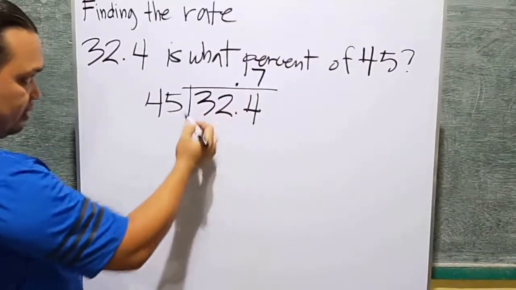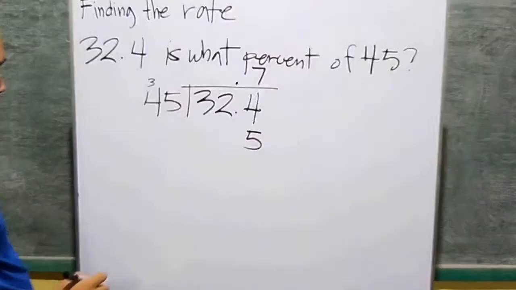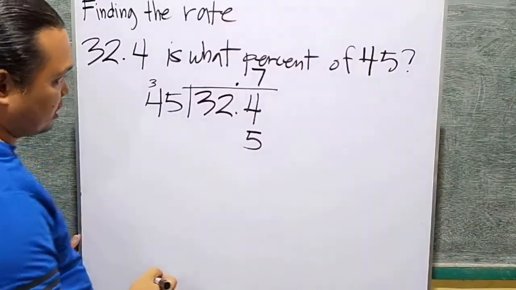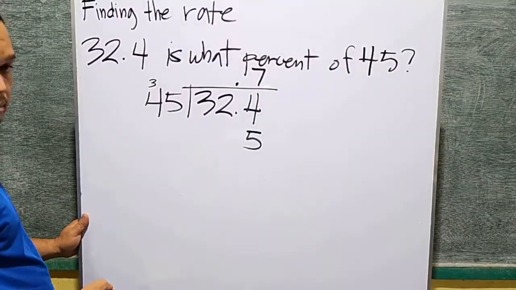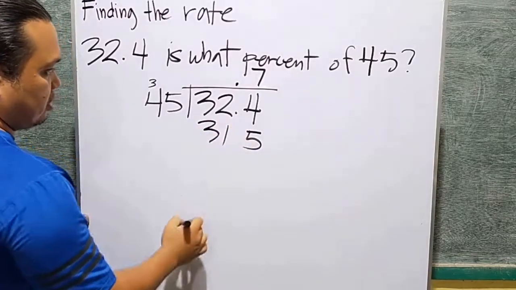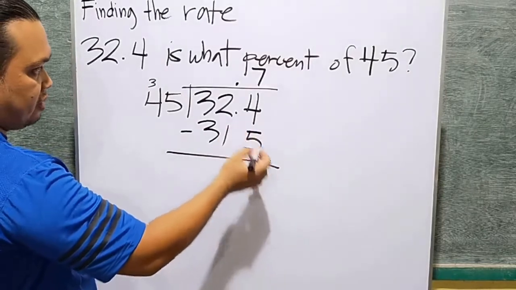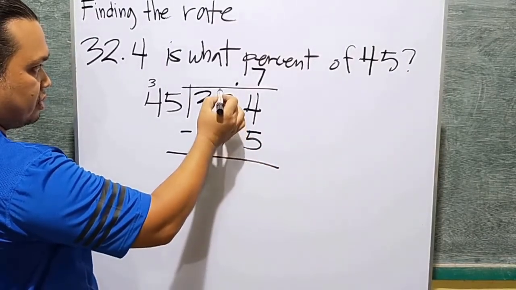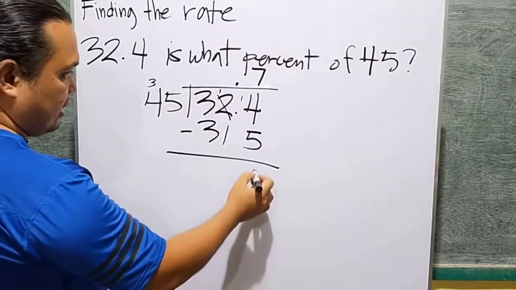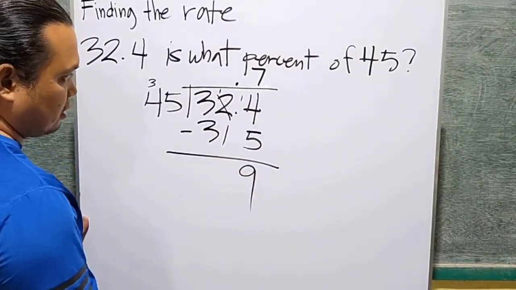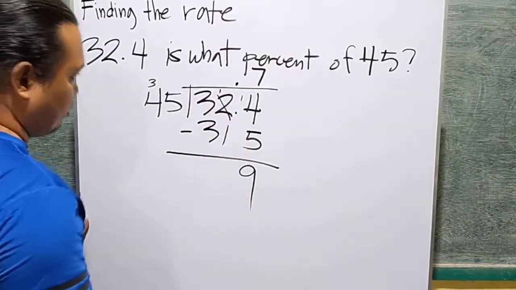Now 7 times 5 is 35. 5 carry 3 here. 7 times 4 is 28. 28 plus 3 is 31. So we have 31 here, minus. Now 4 minus 5 cannot be, we borrow 1 here, we have 1 here, and 14. So 14 minus 5 is 9. Minus 1, and we have 9.